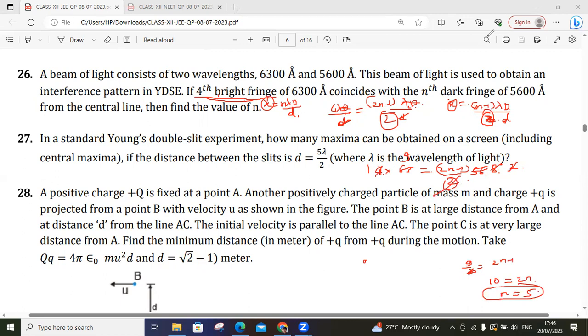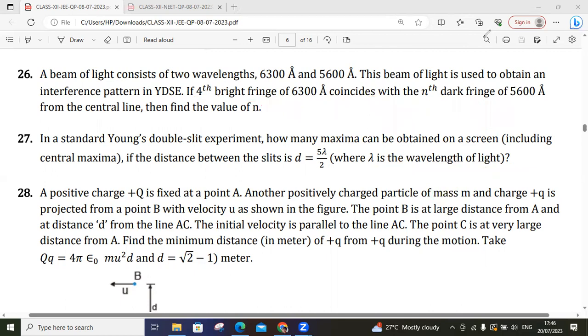In a standard Young's laboratory experiment, how many maxima can be obtained on a screen if the distance between the slits is 5 lambda by 2? We have just done this actually, a similar problem. So in the laboratory experiment, path difference is d sin theta, correct? Maxima they want. Path difference should be n lambda. So d is 5 lambda by 2 into sin theta is equal to n lambda, lambda cancels. So n is equal to 5 by 2 sin theta.